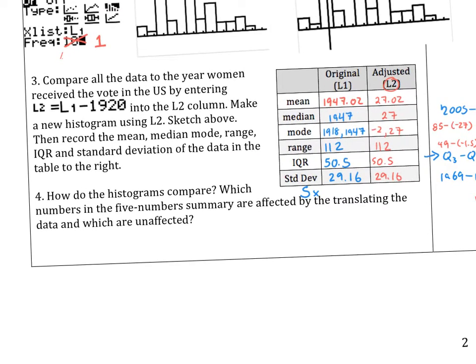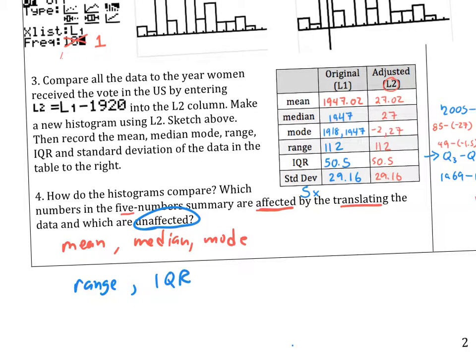All right, so let's see here. Which numbers in the 5-number summary are affected by translating the data? Mean is changed. Median is changed, as is the mode. So which ones are unaffected? In this case, my range, my IQR, which is a range, just not max and min. And lastly, my standard deviation does not change. So that's going to yield us 2 theorems, which we'll introduce in the next pages.